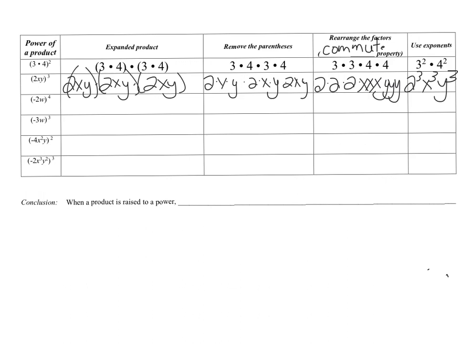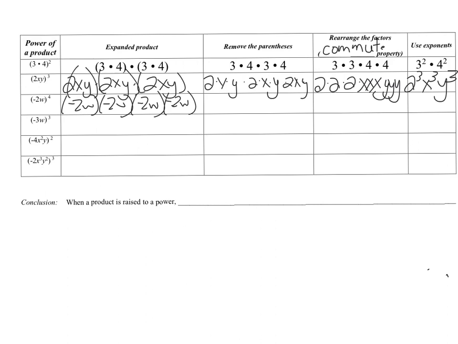All right, let's take a look at the next one. The next one has negative 2w on the inside of the parentheses. So what that means is I'm doing negative 2w 4 times. Negative 2w's. My w's are starting to look a little bit crazy, huh? Negative 2w 4 times.